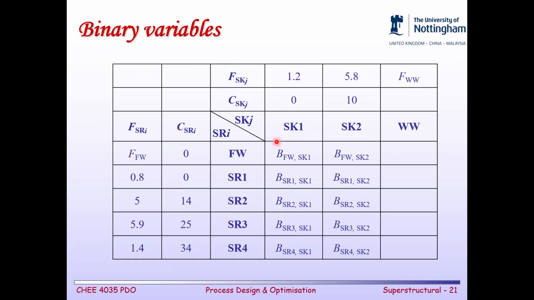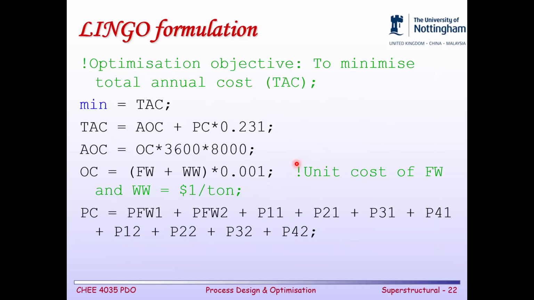Okay. So we go back to the same problem, but now we have an additional variable, which is the binary variables. For each of the connections, there is a representative binary variable, which you have to populate. Let's go to the Lingo code.